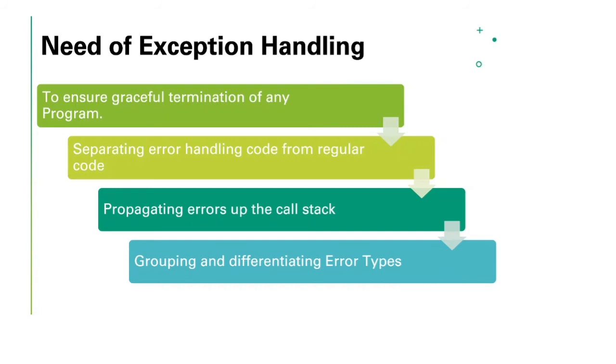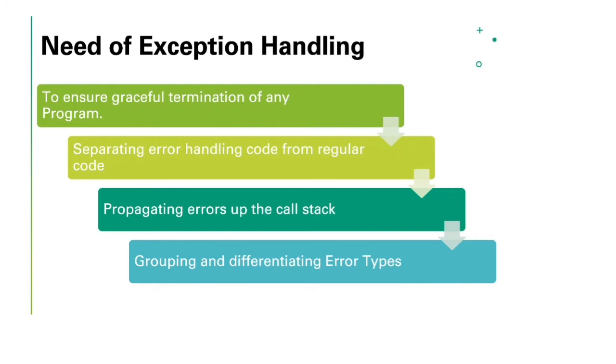So what we want is a graceful termination of our program. We do not want a technical termination and a big error message flashed on the screen. We want to ensure graceful termination. So that is the first and the foremost reason because of which we do exception handling in a customized manner. Then separating error handling code from the regular code.